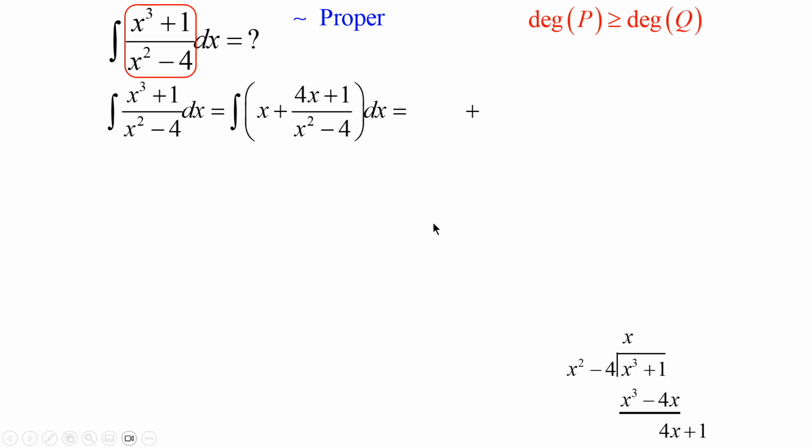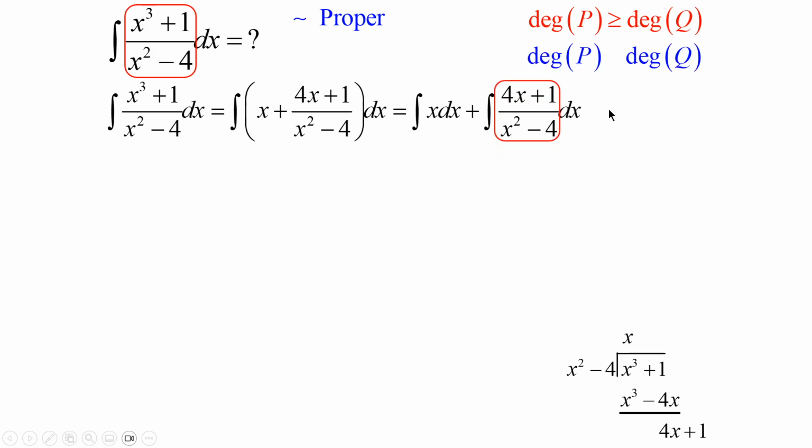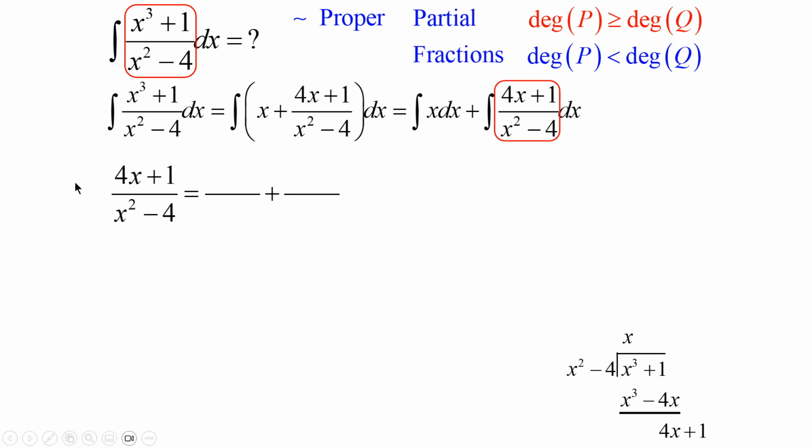And now let's do this one. So we're going to go the antiderivative of x dx. And then the improper fraction, the antiderivative of 4x plus 1 over x squared minus 4 dx. And let's factor that. Yeah, the degree of p is now less than the degree of q. We're good. So let's go x plus 2, x minus 2. I'll put an a over one and a b over the other one, and then multiply through by my divisor on the left to get 4x plus 1 equals a times x plus 2 plus b times x minus 2.